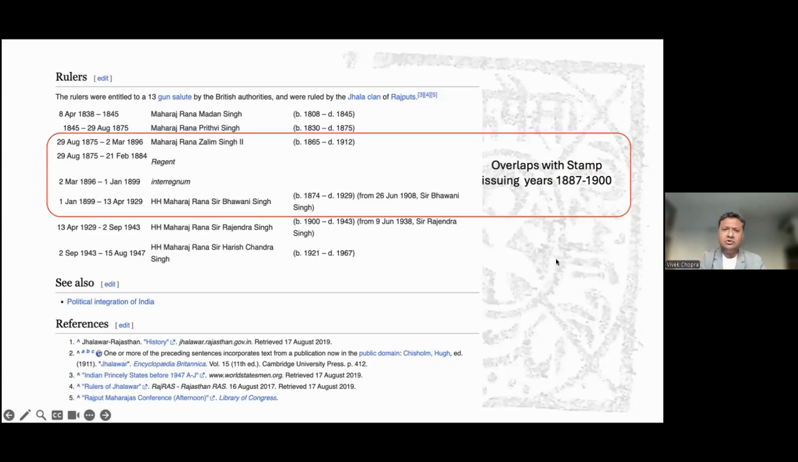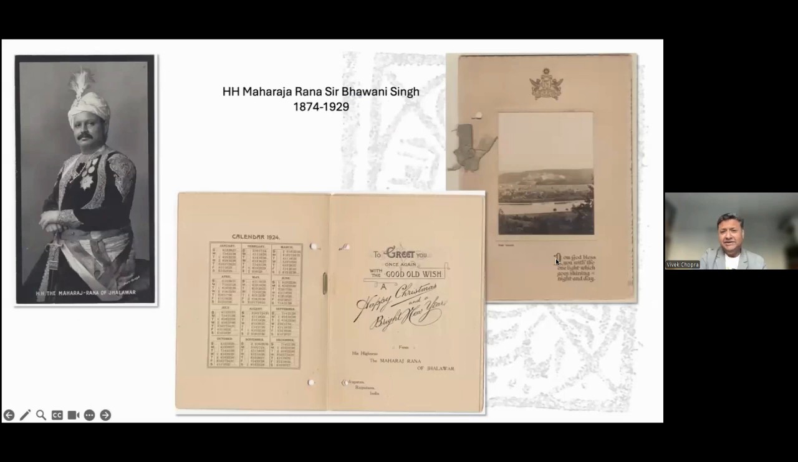These are all the rulers who ruled this state, starting from 1838 onwards. You can see the red box again. I've highlighted two rulers, Maharaj Rana Zalim Singh II, as well as His Highness Maharaj Rana Sir Bhavani Singh, during whose reigns the stamps were printed, and which will be the subject of this talk. Over the years, I've also acquired some items of social philately.